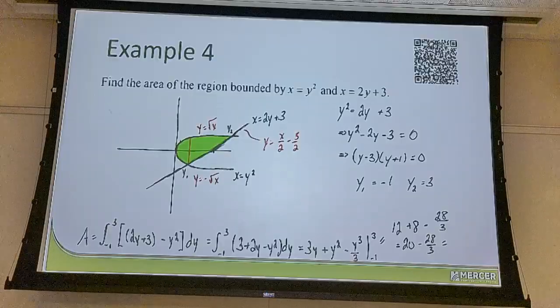12 minus 28 thirds. Was it 52 over 3? It should be 32/3. Oh yeah, I think that calculation is wrong. Yeah, 32/3. That would be our area.